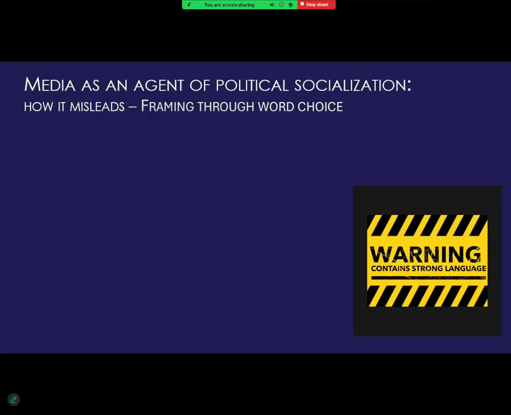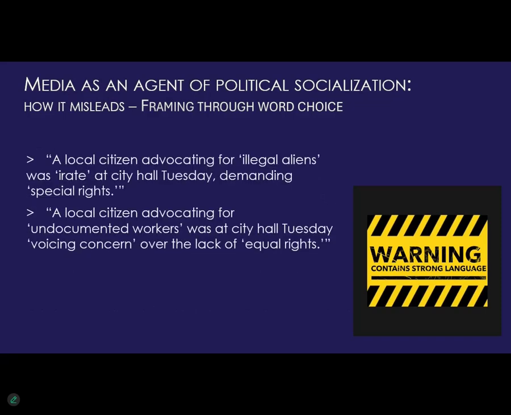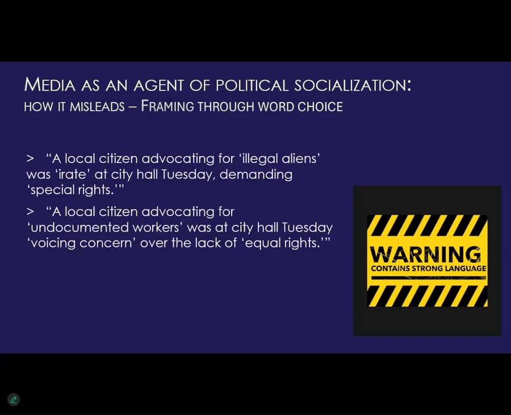Framing can also happen through word choice. Words can be very distortive, and I'm going to give you an example of two headlines here. You might read this one: A local citizen advocating for illegal aliens was irate at City Hall Tuesday, demanding special rights. But about the same event, the headline could read: A local citizen advocating for undocumented workers was at City Hall Tuesday, voicing concern over the lack of equal rights.